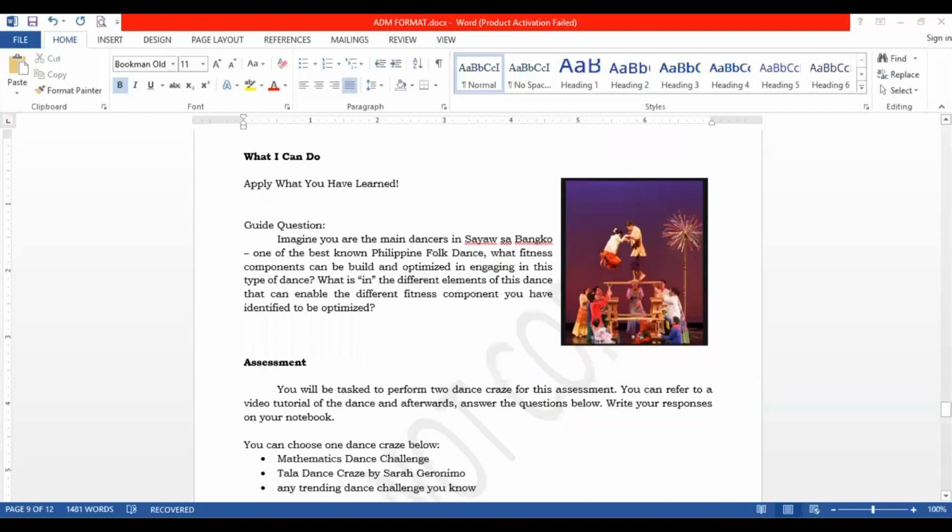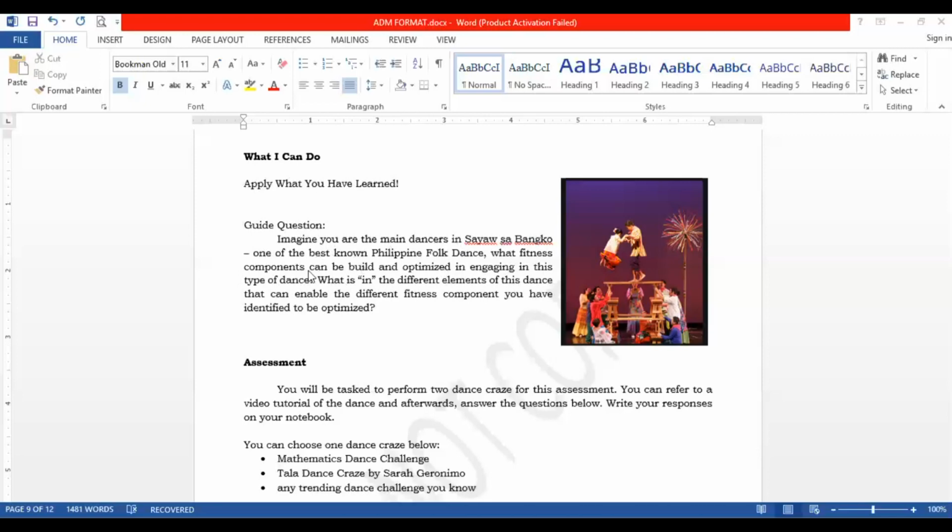Now, dito na tayo sa what I can do part. Remember that the what I can do part is the application part of the lesson. Ideally, in this section, the students can apply the concepts on his or her life scenario. So, pansinin ang guide question ko dito. Picture analysis din. Pero ang guide question, medyo personal ang tanong, no, sa bata. Imagine you are one of the main dancers in Sayaw sa Bangko. One of the best-known Philippine folk dance.